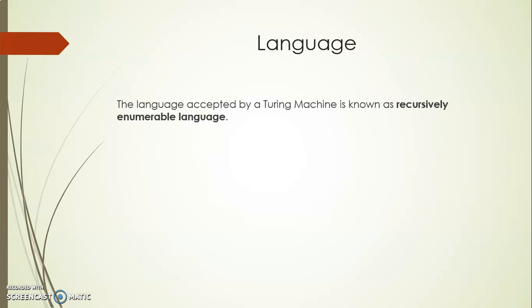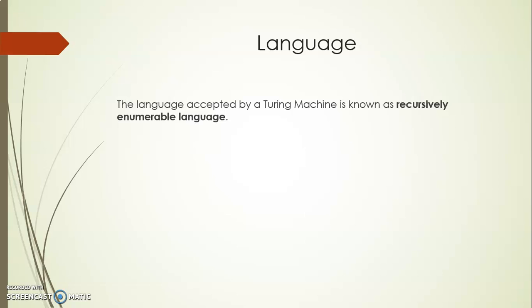The language accepted by a Turing machine is known as recursively enumerable languages. So already we have seen two automatons. What are they? Finite automaton, that is DFA and NFA, followed by PDA. Then finally we are now seeing a Turing machine. The language accepted by a finite automaton is known as regular language. The language accepted by the PDA is known as context-free language. Now, the language accepted by a Turing machine is known as recursively enumerable language.